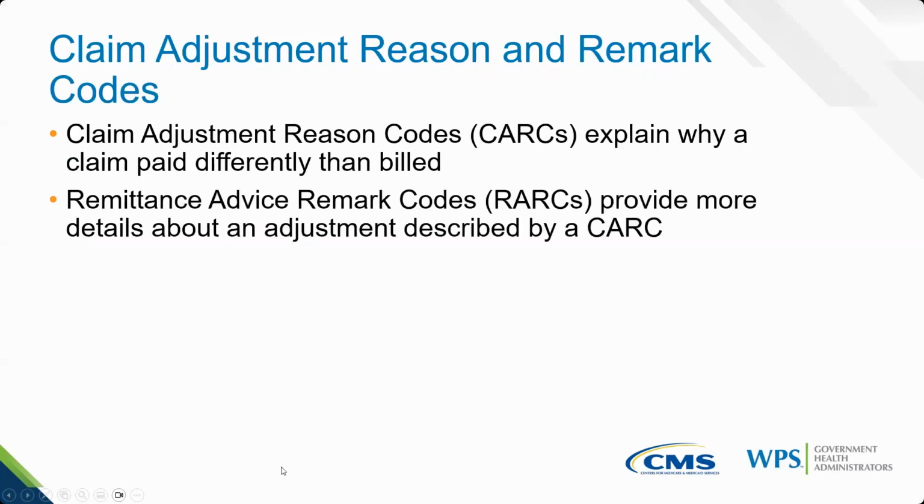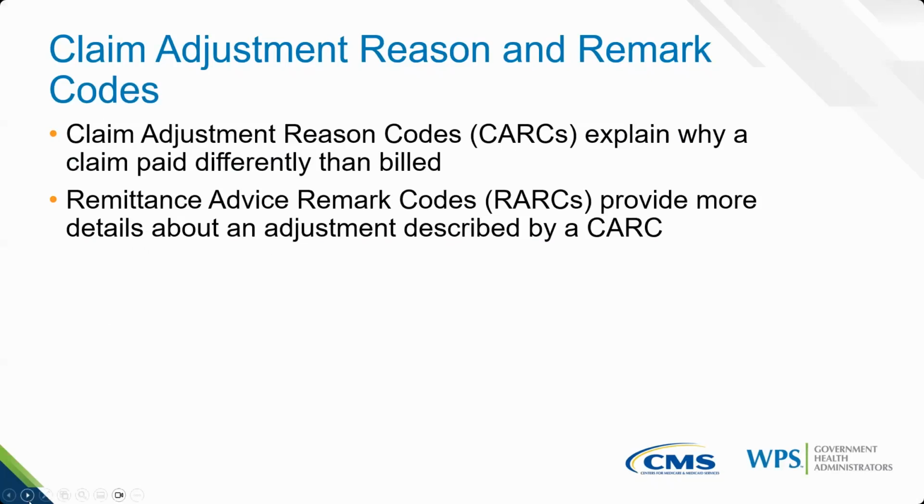Now, codes on the remittance advice are going to provide information about the claim or the claim lines. Claim adjustment reason codes, we call these CARC, C-A-R-C. These explain why a claim paid differently than it was billed. And your remittance advice remark codes, or RARCs, provide more details about the adjustment that's described by the CARC.